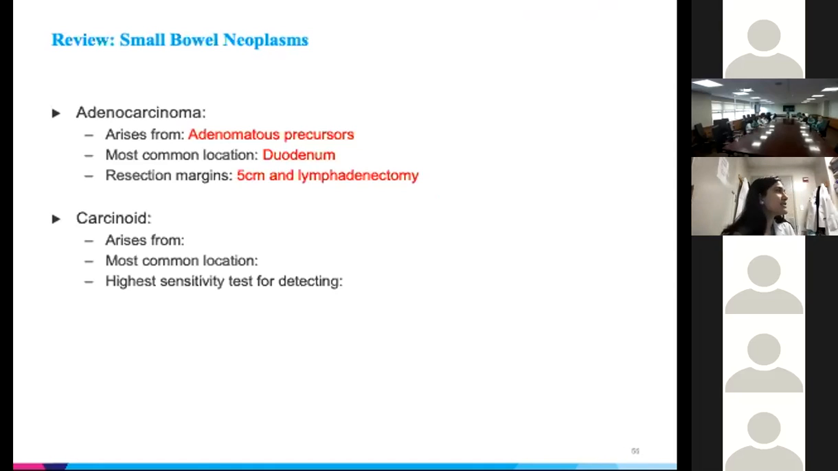Do you want to take the carcinoid questions? They arise from the enterochromaffin cells. What's the most common location? Appendix. And then what is the highest sensitivity test for detecting? Chromogranin A. Yep, chromogranin A. Good job.